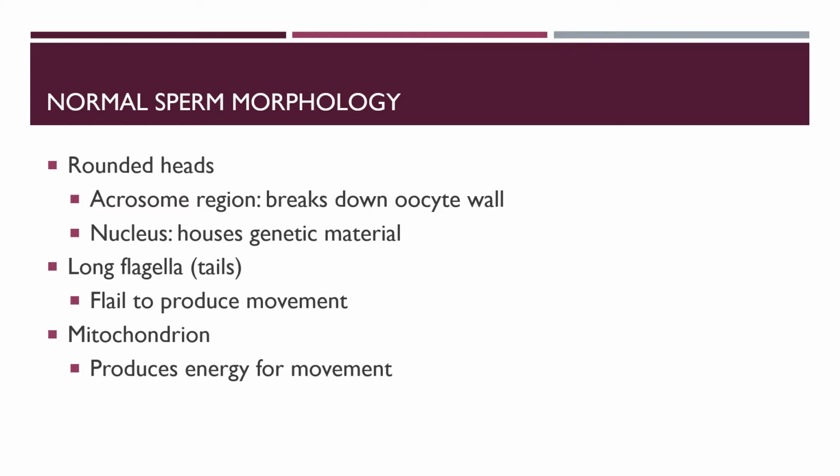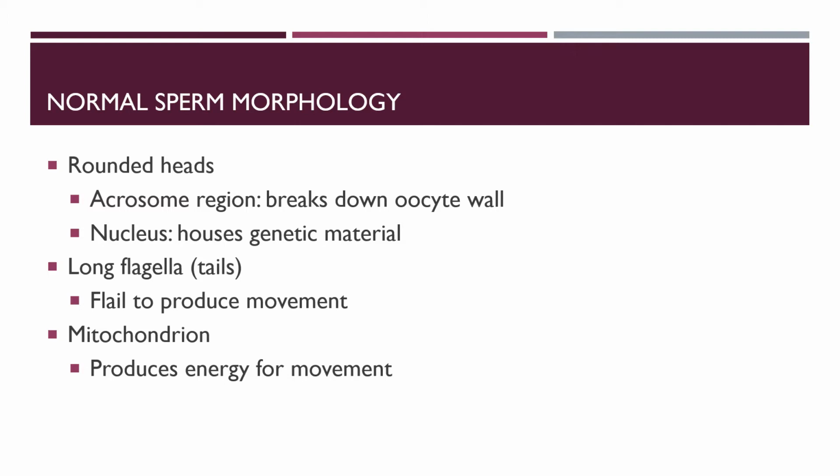It's flat at the base where it connects to the tail, and to me, it seems a bit like the shape of the end of a Q-tip. The acrosome region is the anterior portion of the head, and it contains the chemicals that are involved in the acrosome reaction, where the zona pellucida of the oocyte wall is broken down so that the nucleus can deposit its genetic material in the oocyte, hopefully fertilizing it.